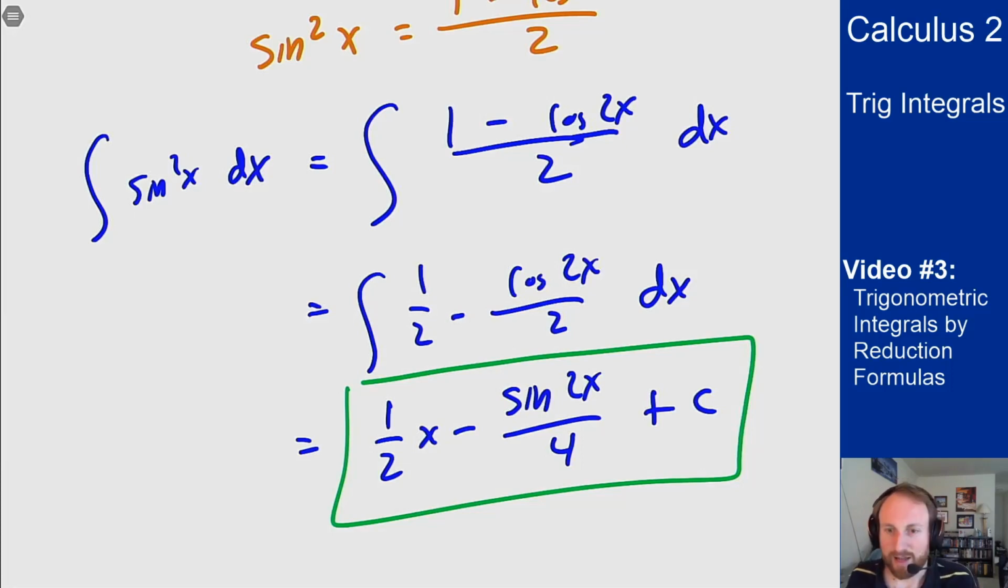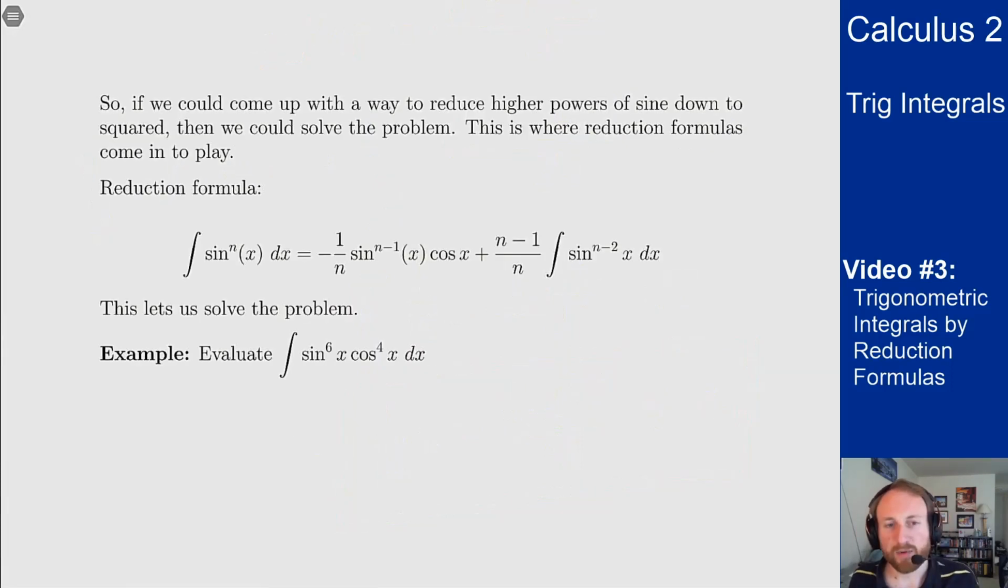Now the question becomes, how can I get from those 6th power, 8th power, 10th power things I had before down to the second power that I know I can solve? And that's where these things called reduction formulas come into play. And here's an example of a reduction formula. The next video in this set will talk about how you figure out and derive these formulas, but in this case we're just going to use this formula here to solve this problem.